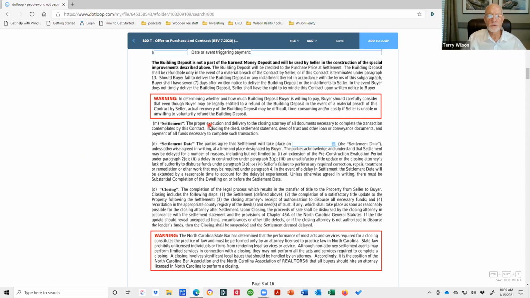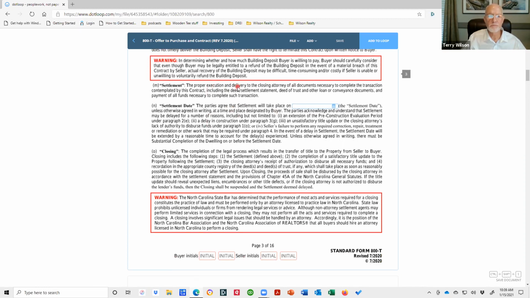Settlement is when we go to the attorney's office and sign everything, right? Settlement date, whatever that is. It's at the time and place designated by the buyer. The buyer designates the attorney, and the buyer, because the buyer is paying for the attorney, assuming the buyer is paying for the attorney. And this is true of all contracts.